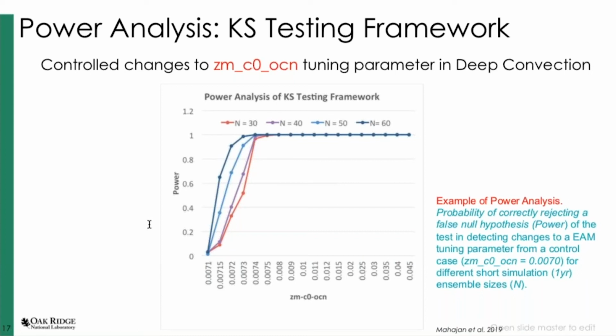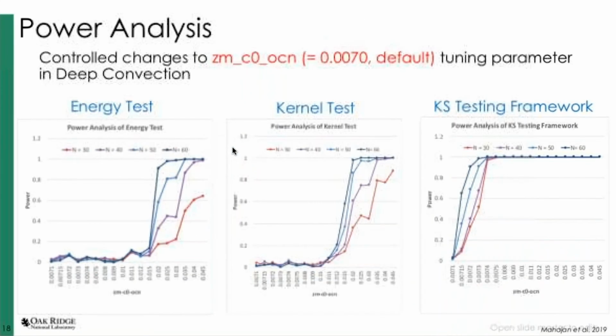So when we say that our test is passing, what we mean is that your perturbed case is the same as what you would expect from changing ZMC0 ocean from 0.070 to 0.075. So this informs the user of the test that, okay, when you say pass, it's not exactly similar, but it's similar in this statistical sense. And if the user says, oh, this is too much, we want a smaller change, then we would use a test with an ensemble of 60, where you can catch differences as small as 0.072 with almost 90% confidence. We have done this power analysis for the energy test, the kernel test, and this case testing framework that I talked about.